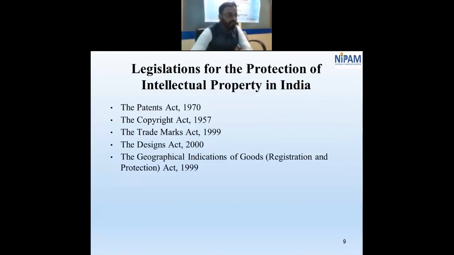The Copyright Act of 1957 provides legal backing to the intellectual property associated in the field of copyrights. The Trademark Act, Design Act, and Geographical Indication Act, in the years 1999, 2000, and 1999 respectively, provide legal backing to design, trademark, and geographical indications.